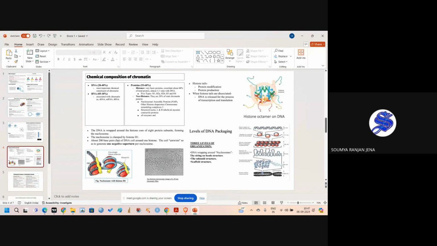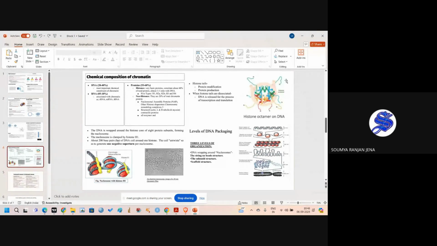This DNA of about 200 base pairs is coiled around these histones, and this coil twists so as to generate one negative supercoil per nucleosome. This coil forms one negative supercoil per nucleosome. This is a nucleosome complex.